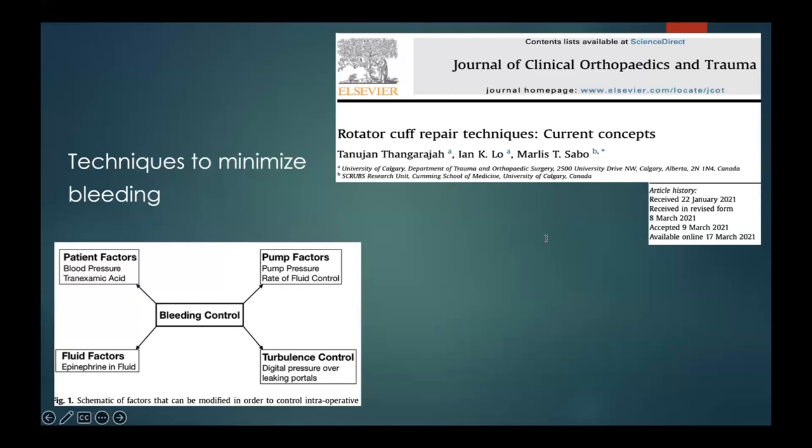The intravenous administration of tranexamic acid has been shown to significantly improve visual clarity and reduce postoperative analgesic consumption. Other measures that may be employed include the addition of epinephrine to the irrigation fluid and increasing the pump pressure to create a tamponade effect on the bleeding vessels.